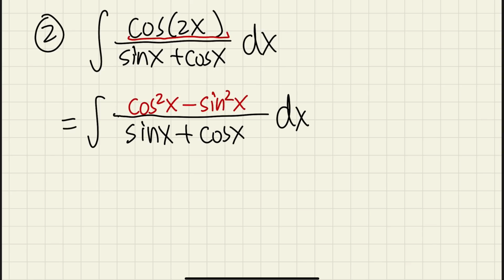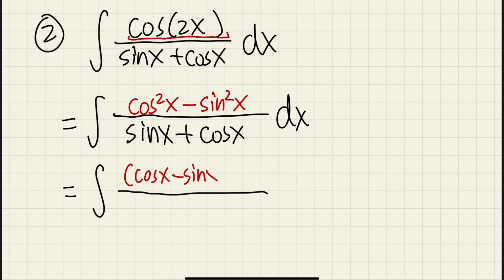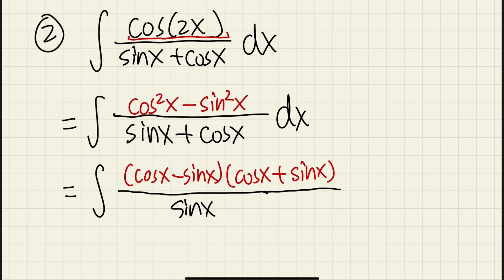Because the top is actually just a difference of 2 squares, meaning we can actually just factor it. So this is the integral, and then we will have, if we factor that, we just get cosine of x minus sine of x times cosine of x plus sine of x over the denominator. And then, ladies and gentlemen, this and that can cancel. The order of addition doesn't matter.